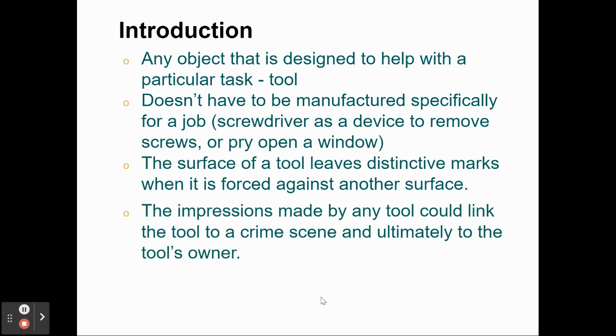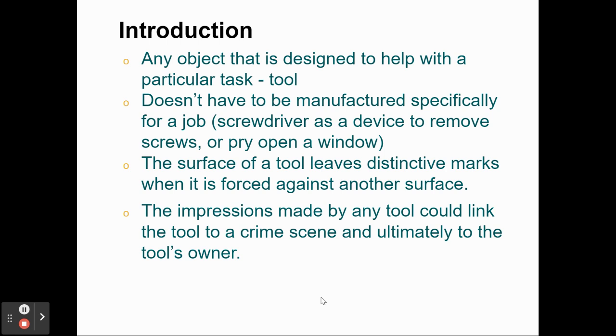So the impressions themselves that the tools leave are going to tie a particular tool to a crime scene and potentially be able to lead you back to the owner of that tool. Now, the important thing to remember is just because you find the owner of the tool doesn't mean that individual is responsible for using the tool in the fashion that it was used. Somebody else could have had possession of it. Any number of things are possible. So again, that's something you have to keep in mind.